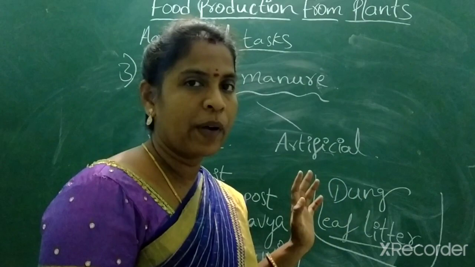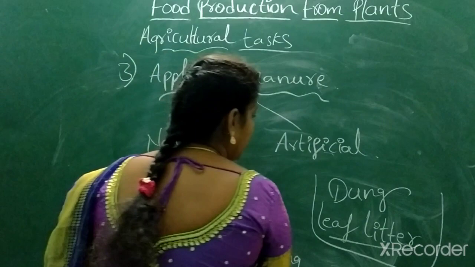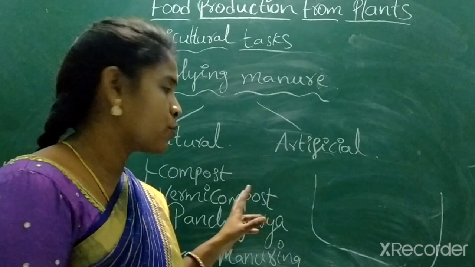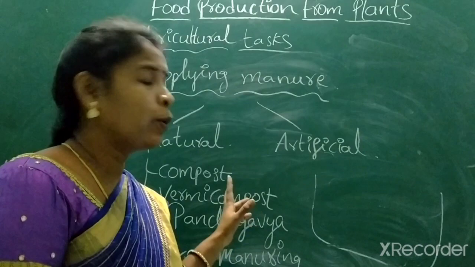This is one method. If not, the other method is vermicomposting. In vermicomposting also they take a pit. Vermicompost is nothing but compost which is made by earthworms. That is called vermicompost. How is it made? A very simple method.